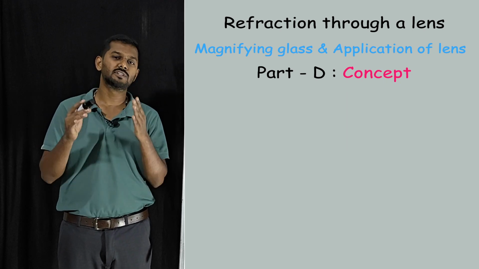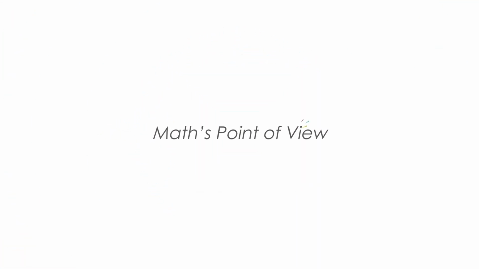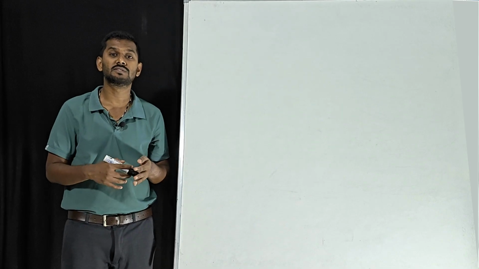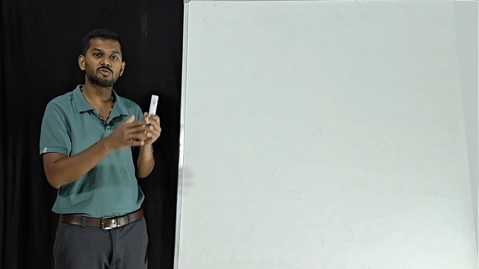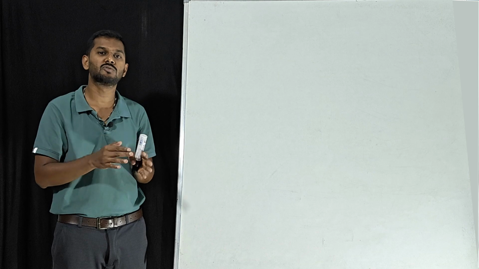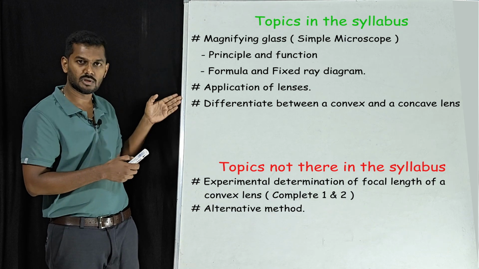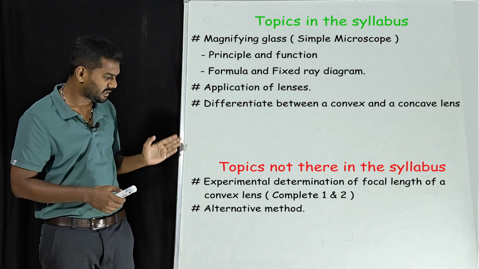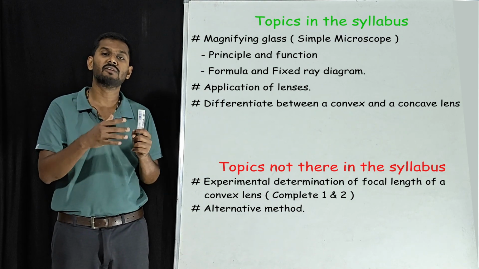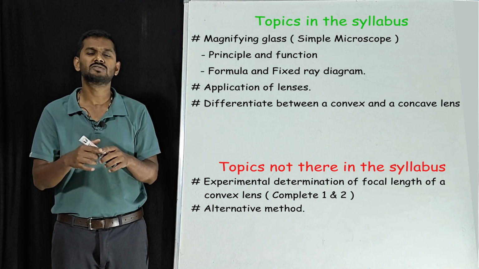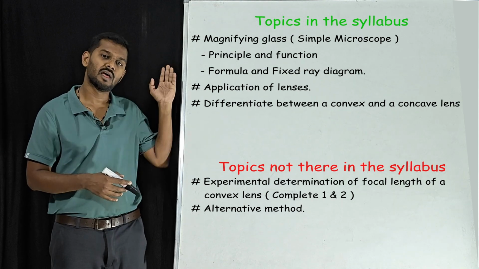So without wasting any time, we'll start with our concept. We need to understand which topics are there in the syllabus and which are not. When it comes to part D of refraction through lens, many students will think the complete part D is not there in the syllabus. So few topics are there. These are the topics which are there, and these are the topics which are not there in the syllabus. First we need to identify that, then we have to learn it, then it will be easy for us. If it is not there in the syllabus, we don't have to focus on that and we can learn the remaining things comfortably.